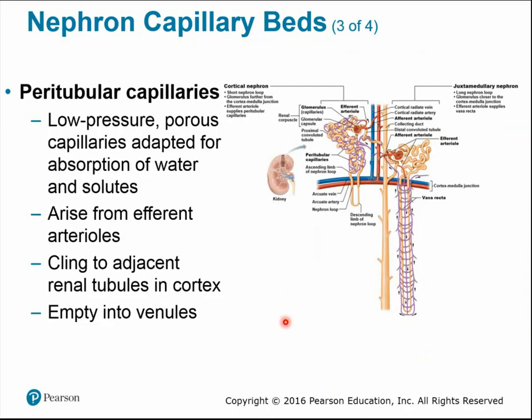Looking at the peritubular capillaries, peri means beside or next to, so these are capillaries that are beside the tubules. They have a fairly low pressure and are very porous, specially adapted for the absorption of water and solutes. They rise off of the efferent arterioles, cling to the adjacent tubules throughout the cortex, and empty into our venules.